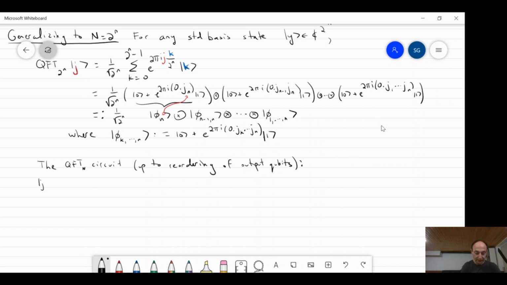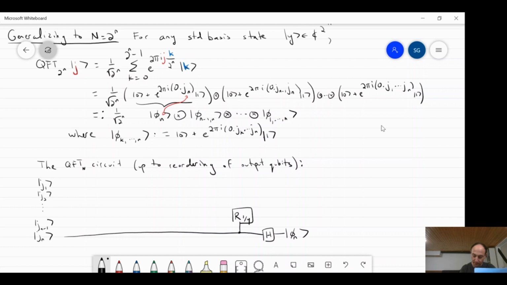So what do we have? We take the input state j, and each bit gets fed into the circuit. j is written in binary. And the last two bits are the same circuit we had before. If you just had a 2 qubit Fourier transform, then remember what we did is we just did a Hadamard here, and then we did a conditional rotation of R1 over 4. Maybe I shouldn't say R1 over 4, so that it's a bit more transparent what I'm doing.